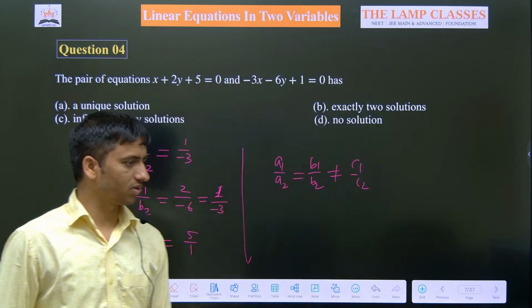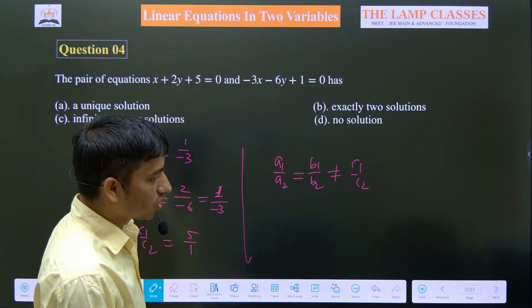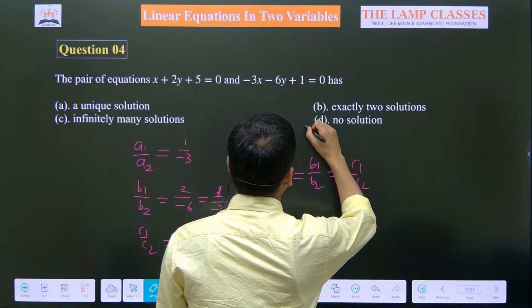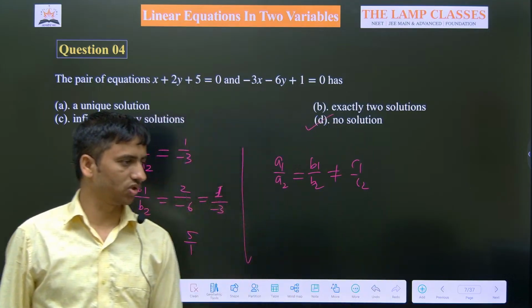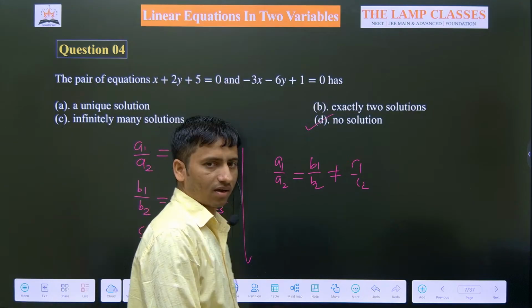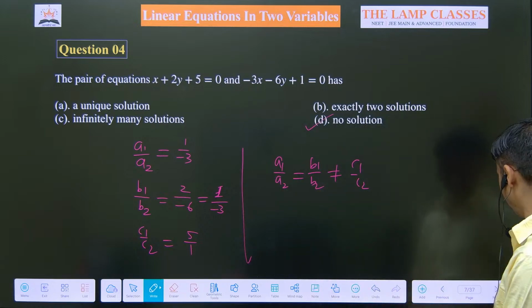In fact, the previous question was also based on this concept only. So that simply means there is no solution. These two are parallel lines, non-intersecting. So the answer will be option D, no solution for this. I hope you have got the same answer. Now let's do the next one.